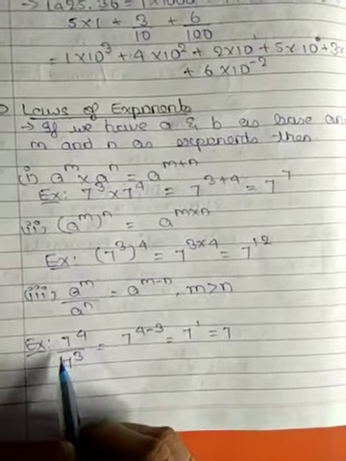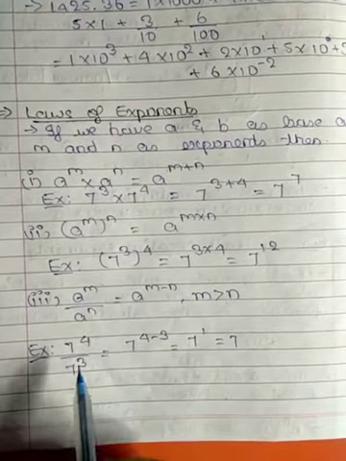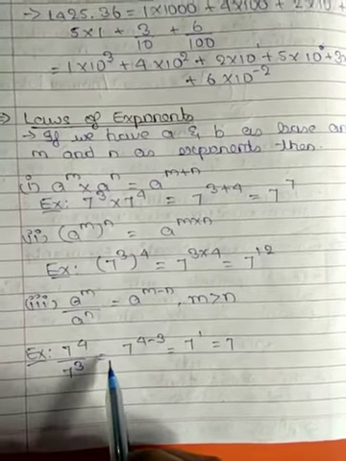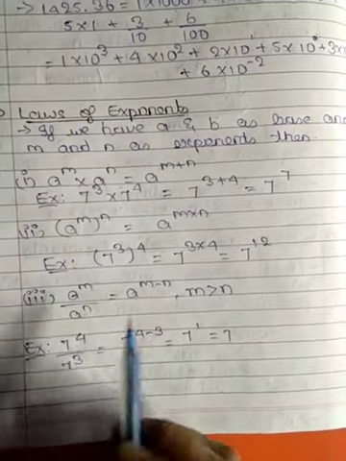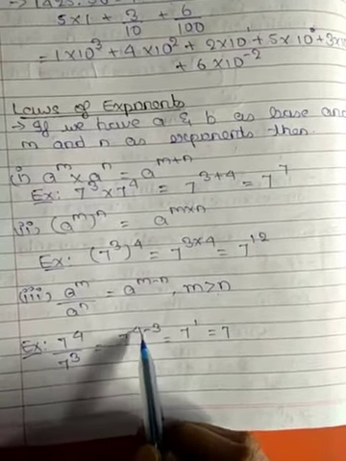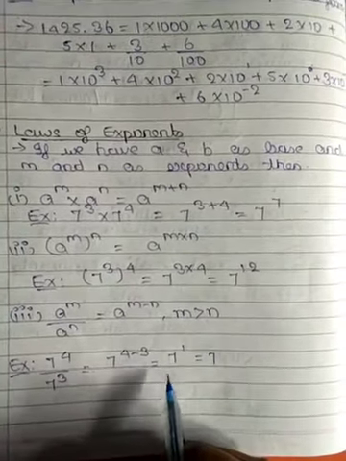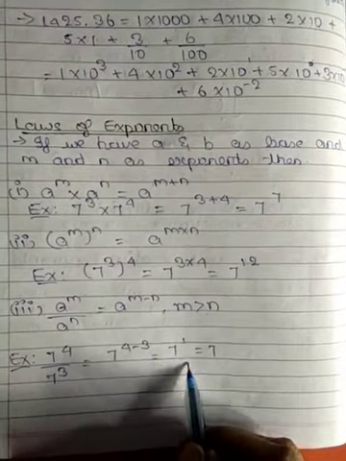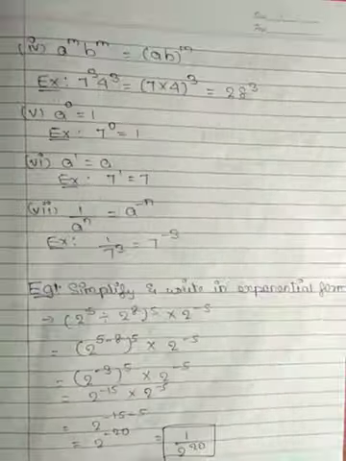So here I have taken an example, 7 raised to 4 divided by 7 raised to 3, that is equal to, according to the law, m minus n. So here this is m, so 4 minus 3 is equal to 1. So it is 7 raised to 1, that is nothing but 7.